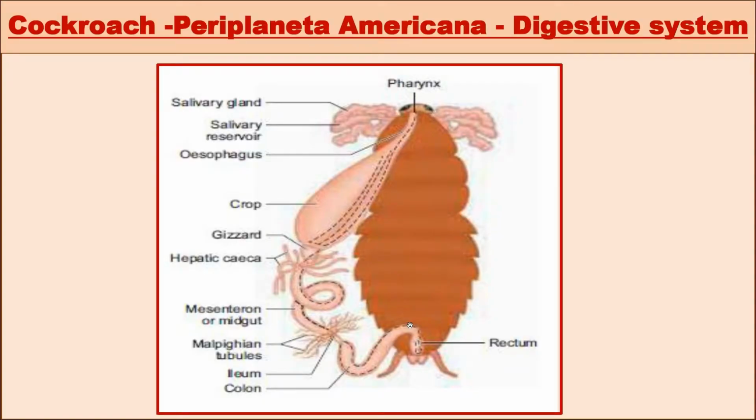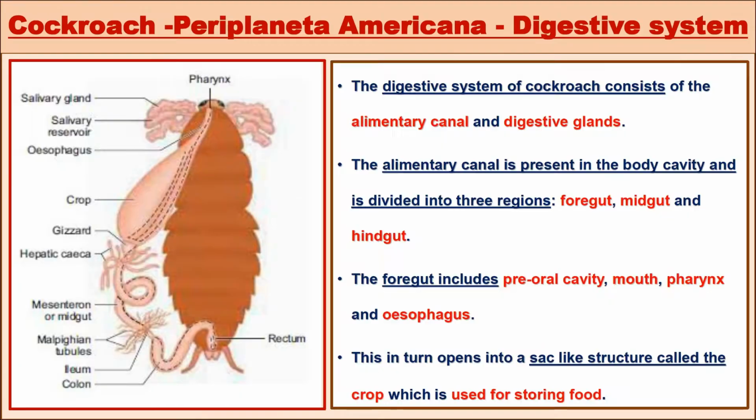Let us learn the digestive system of the cockroach now. The digestive system consists of the alimentary canal and the digestive glands. The alimentary canal is present in the body cavity of the organism, and it is divided into foregut, midgut and hindgut. The foregut consists of the preoral cavity in the mouth region, mouth, pharynx and esophagus. This in turn opens into a sac-like structure called the crop, which is used for storing food.